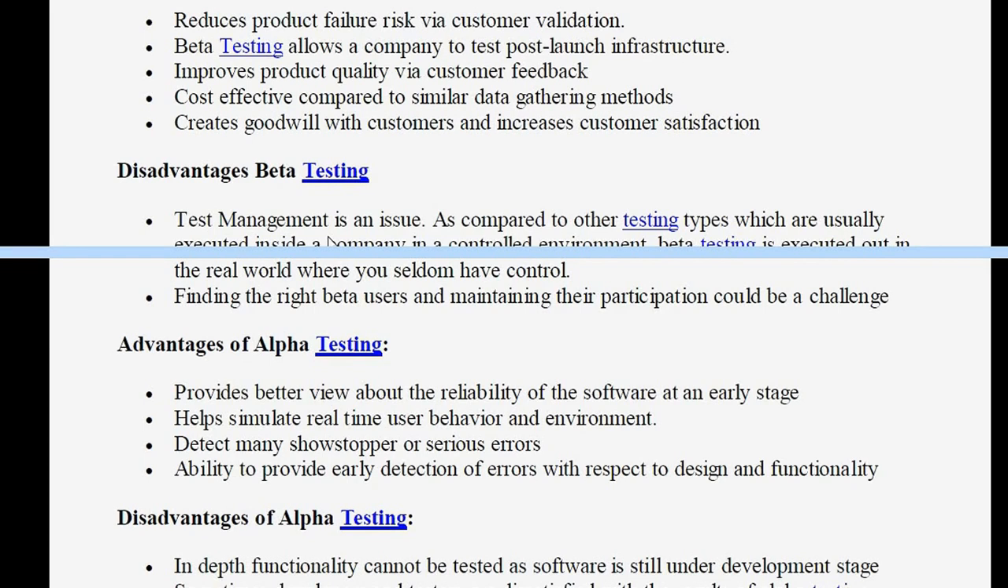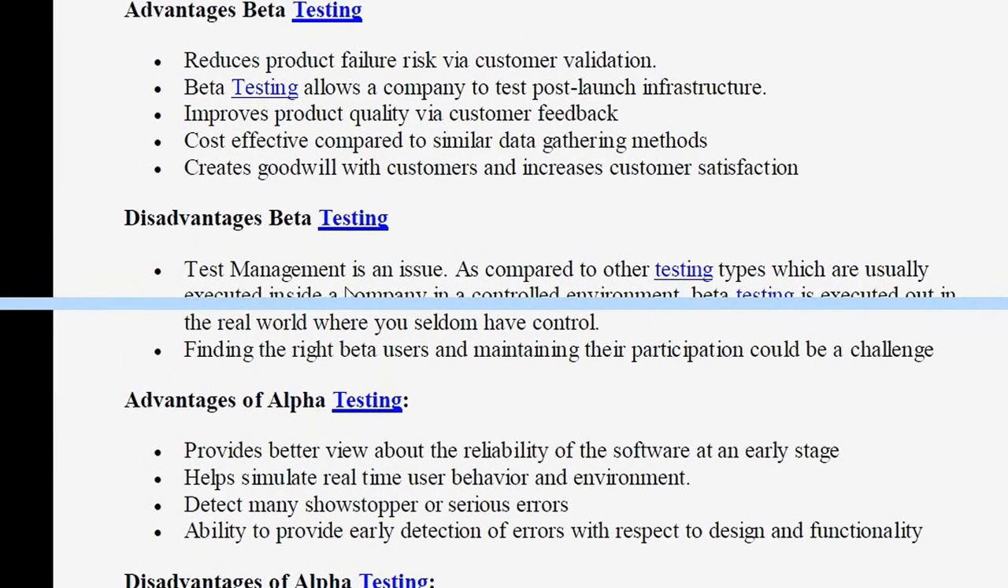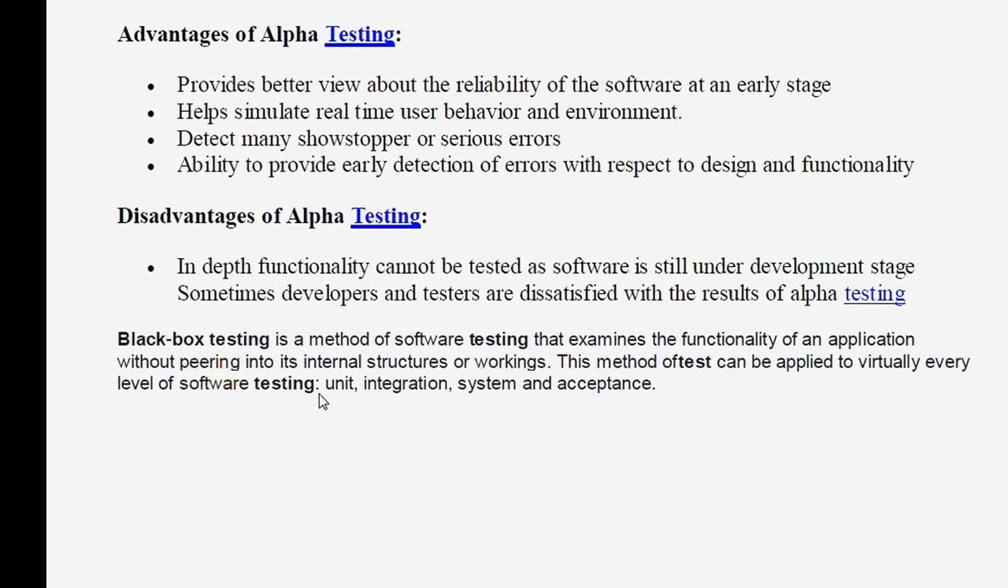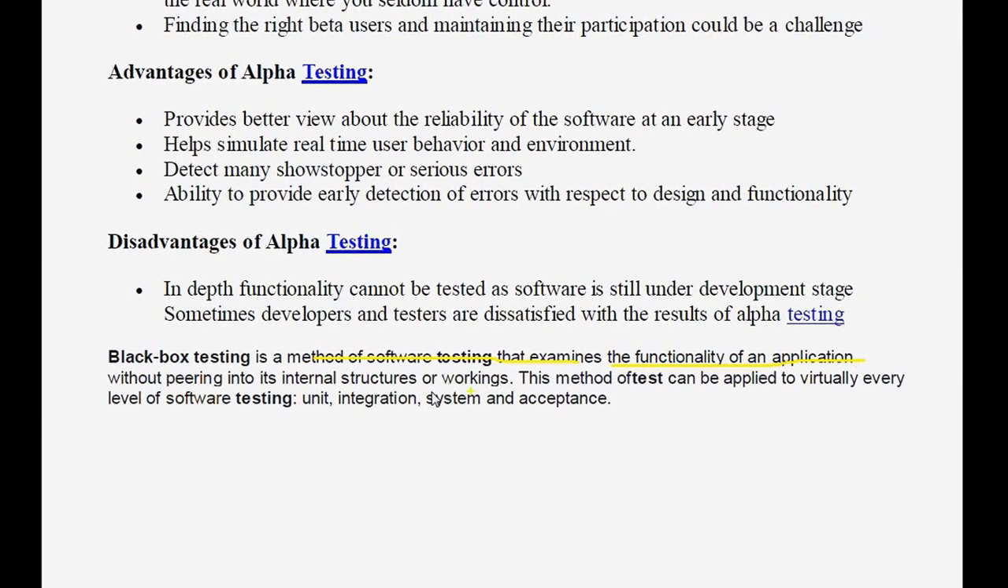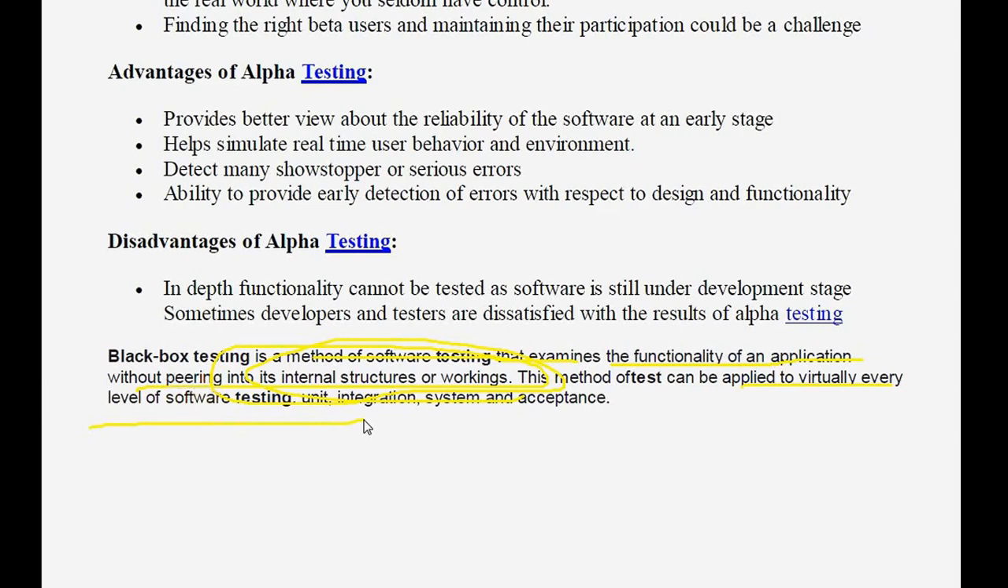Now, what is black box testing? Black box testing is a method of software testing that examines the functionality of an application without peering into the internal structure. This method of testing applies to virtually every level of software testing: unit, integration, system and acceptance. In this method we perform integration testing, unit testing, system testing and acceptance testing.